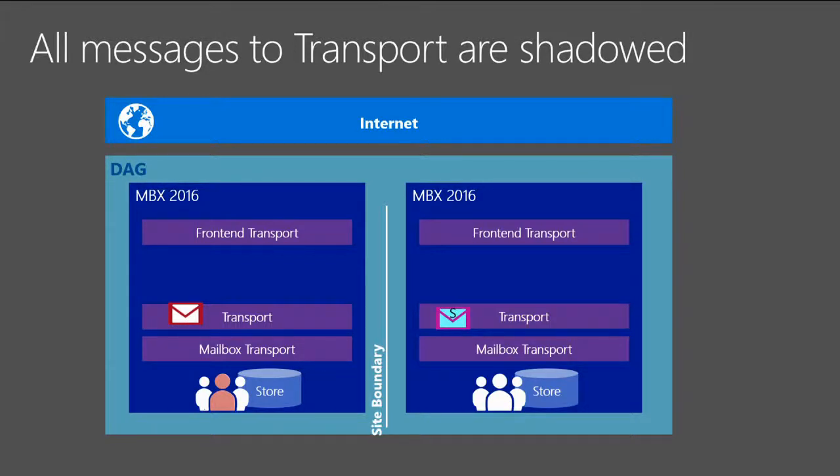If you have multiple boxes, it will try to shadow it to another machine in a different site rather. If that's not available, then it will shadow it in the same site. Okay? And this is all for redundancy purposes. So you saw what happened. Mail came in from front-end transport and went to the transport service, which shadowed that mail before accepting it. So now you have 2 copies of this mail.